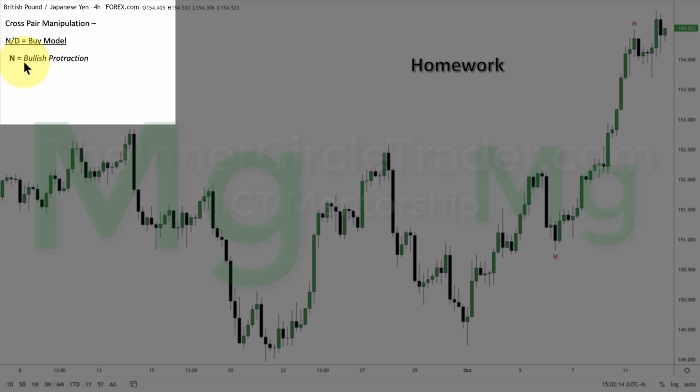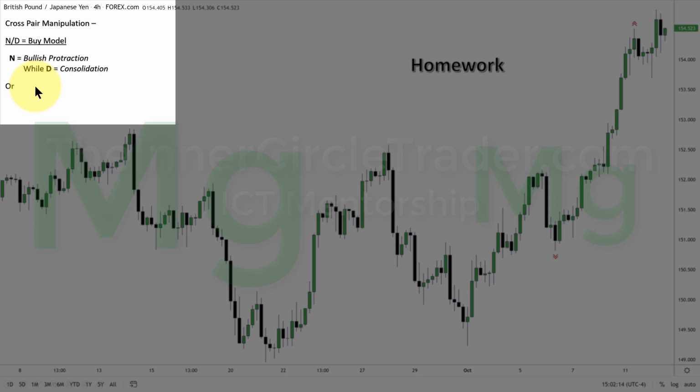The numerator equals bullish protraction. In other words, British pound, if it's bullish and it's rallying, that's bullish protraction, while the denominator, which is the second name of the pair here, is held in consolidation. We need to see the individual price action of pound and yen, not from the perspective of a Forex pair, but we're going to revert back to the futures market, and we're going to strip it down to its barest price action.